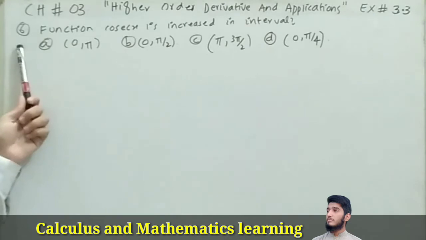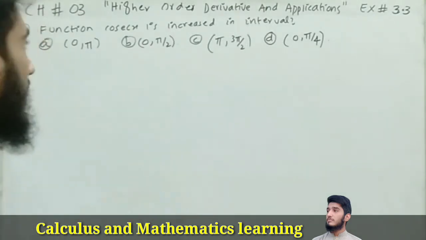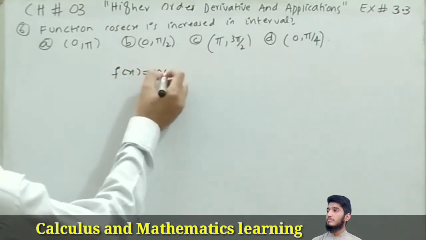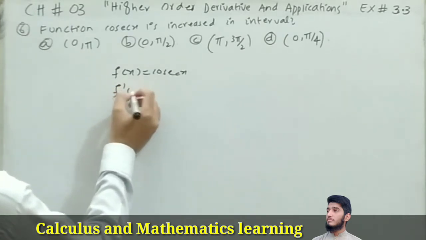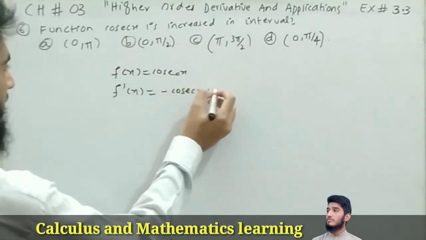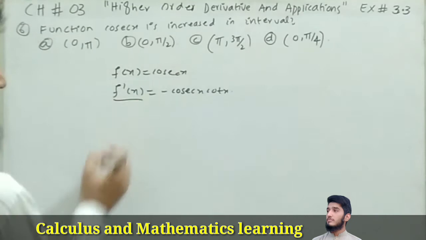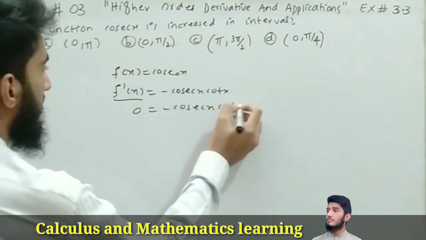Let's move to our question number 6: function cosecant x is increased in the interval. We have 4 options given. So we take the given function f of x is equal to cosecant x. For increasing and decreasing, first we differentiate the given function. So f prime of x will be, the cosecant x derivative is minus cosecant x and cotangent x. Now we are going to find the critical values for which we make the first derivative equal to 0. So it becomes minus cosecant x into cotangent x.